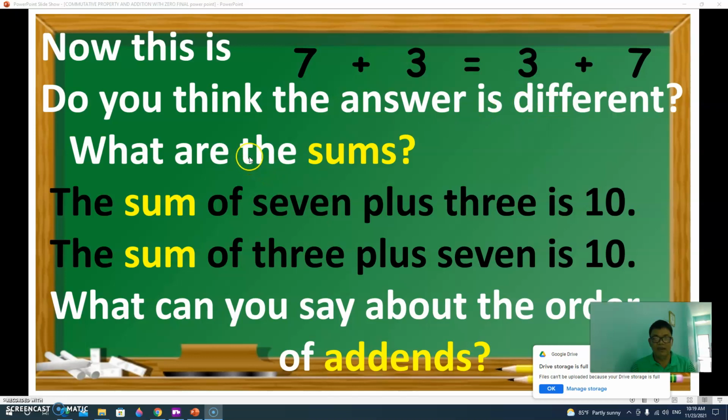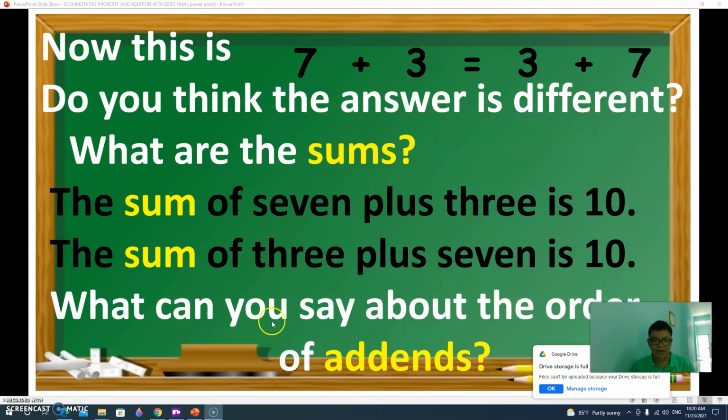Do you think the answer is different? What are the sums? The sum of 7 plus 3 is 10, and the sum of 3 plus 7 is 10. So what can you say about the order of addends? Look at this: 7 plus 3 equals 3 plus 7.